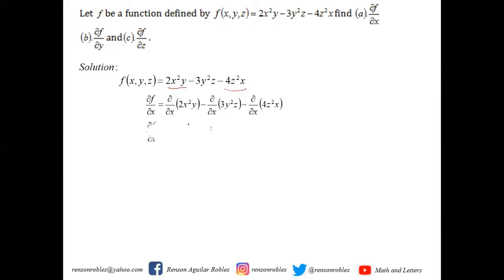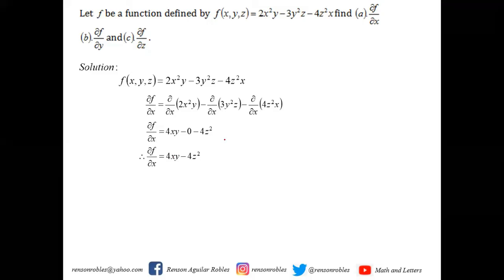And then y will be held constant. So you copy y and then you differentiate x squared. So we shall have 4xy, and then the derivative of this is 0 since there is no x here. And then since 4z squared is constant, you just copy it out here, and then you differentiate x, which is 1. So we shall have 4xy minus 0 minus 4z squared, and then the partial derivative of f with respect to x equals 4xy minus 4z squared.